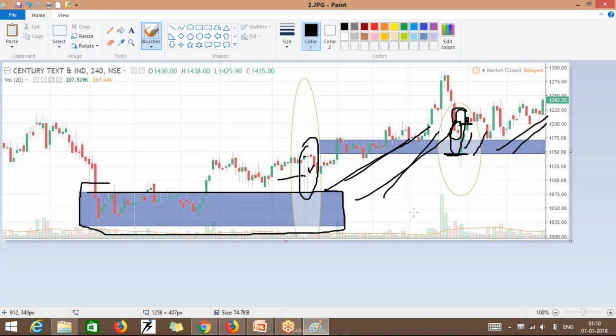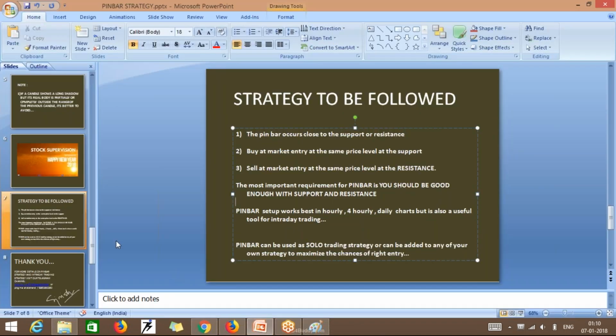This is how exactly pin bar strategies are being used for day traders and even for trading a few weeks to months. As I have already said, pin bar is very useful in daily, 4 hourly and even in an hourly chart also. So we can see further while moving into further videos. I will tell you many more strategies.